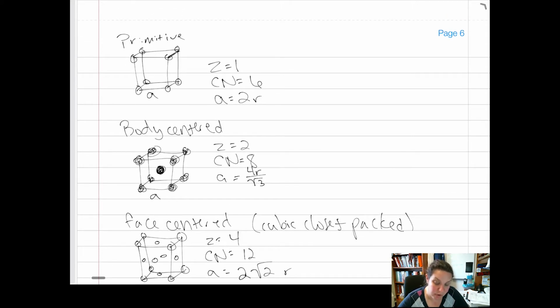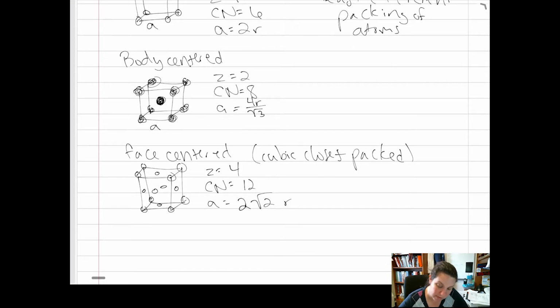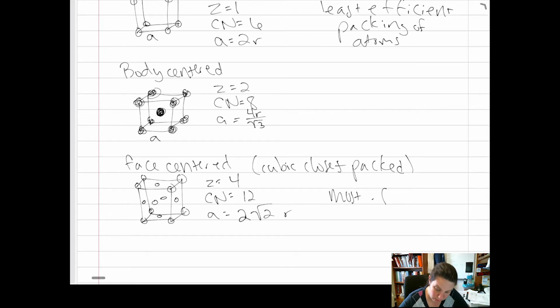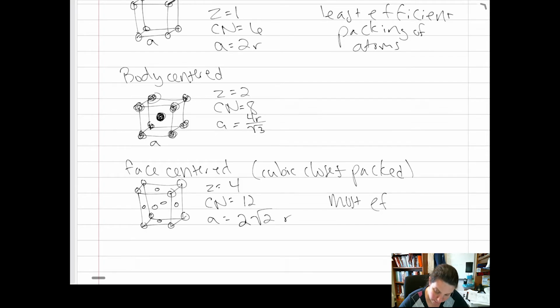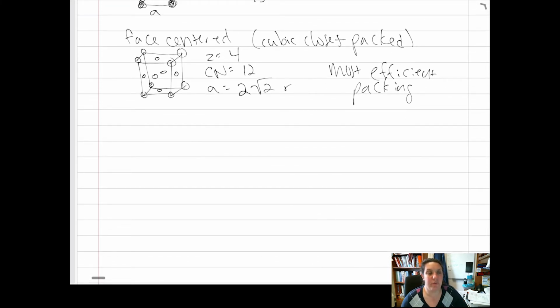As far as packing goes, our primitive is going to be the most empty, so the least efficient packing of atoms. And then our face-centered is going to be the most efficient packing. Okay. We also looked at hexagonal closest packed, but it is unnecessary to know that.